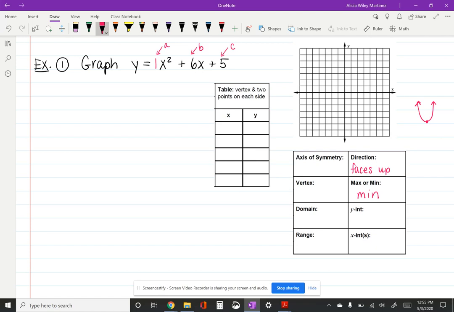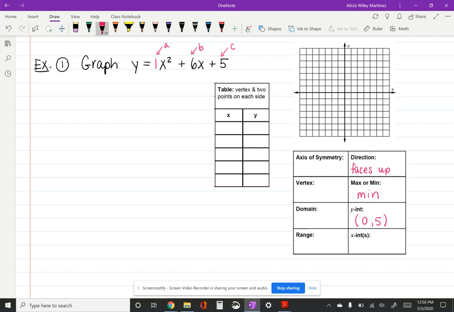The other thing that we can determine about the graph whenever it's in standard form is where the y-intercept is. The y-intercept is always going to be an ordered pair where x equals 0, and whenever it's in standard form, the y value of the y-intercept will always be the value of c. So (0, 5). So already we know a lot of information about our graph.